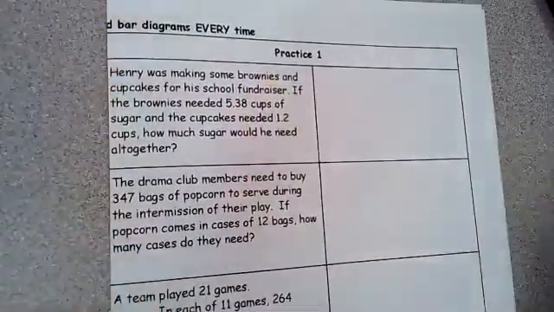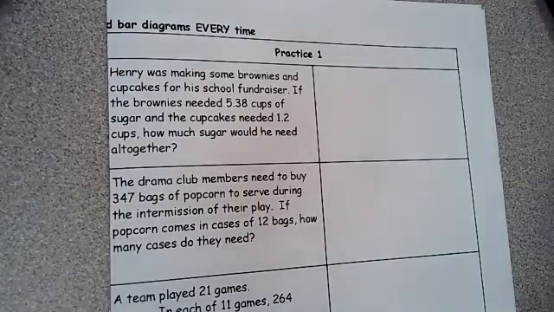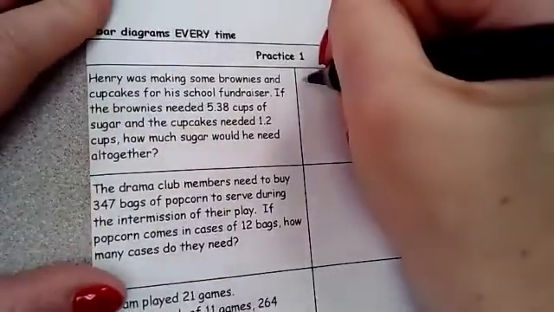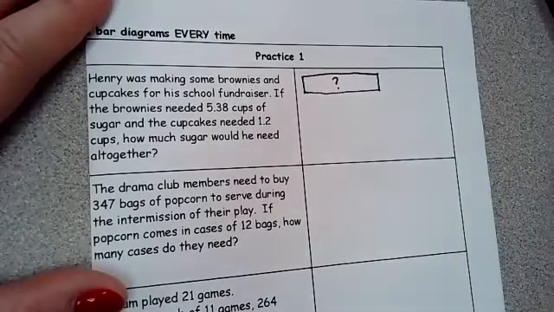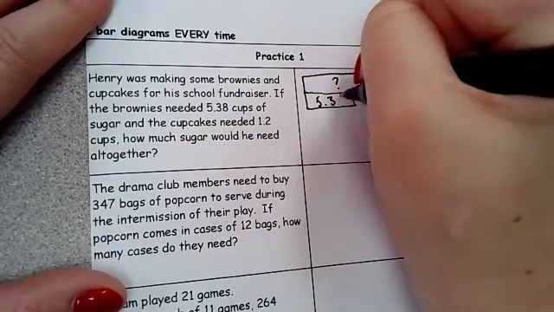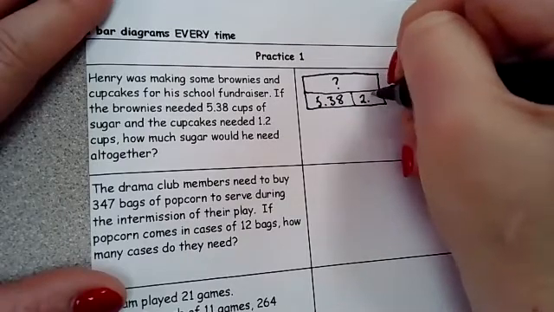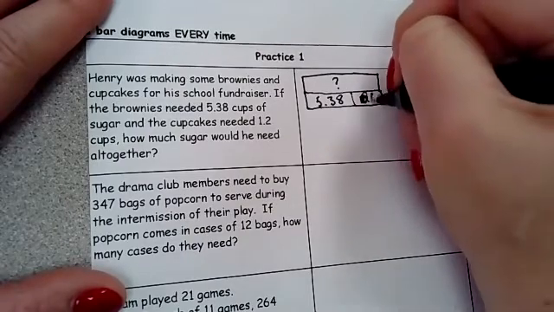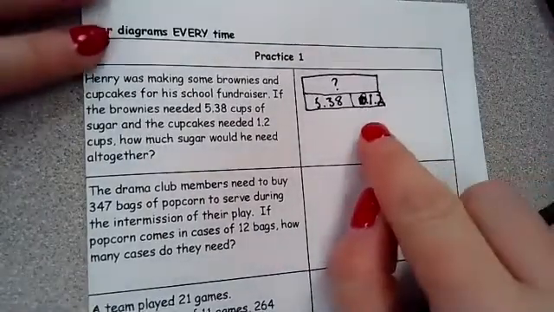All right, Henry's making some brownies and some cupcakes. If the brownies need 5 3/8 cups of sugar and the cupcakes need 1 2/10 cups, how much sugar does he need altogether? Let's draw our bar model first. We don't know how much he needs altogether, but we do know that he's got 5 3/8 for the brownies, and he's got, not 2 and 1/10, 1 2/10 of a cup for the cupcakes.